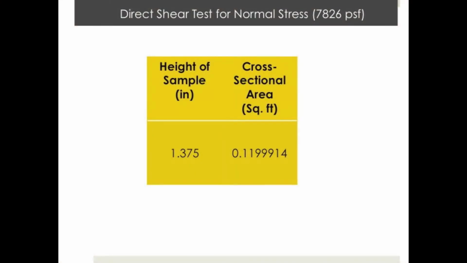The measurements of the shear box are listed in the table. With a 4-inch inner box diameter, the sample ends up being 0.119914 square feet in area. The height of the sample was measured to be 1.375 inches.